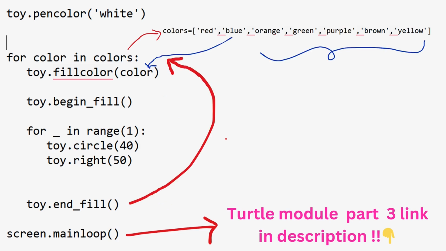Then again the loop runs to the outer for loop. Now the color would be set to blue. Again the same functionality happens: the circle is drawn and filled with blue. Then again the loop runs to the outer for loop. This happens till the color reaches the end of the list. What is it? Yellow. Okay, yes. After that it is completed. So let's see the output.